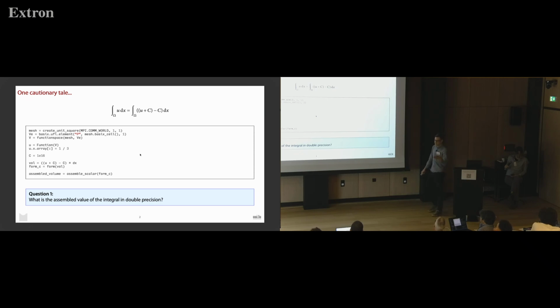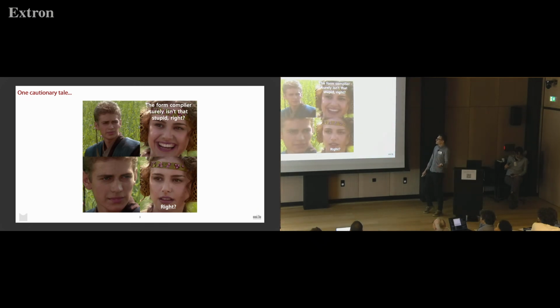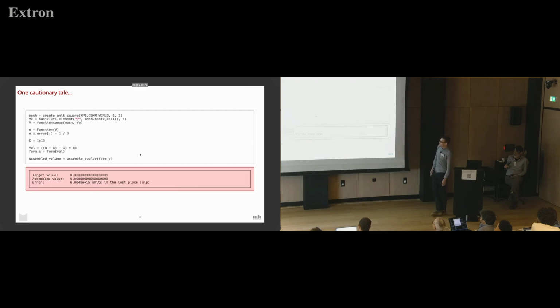Well, for those of you who know floating point, maybe you see where I'm getting, right? But maybe you're also thinking, the form compiler isn't that stupid, right? So we should run it. Indeed it is, and it will give us something which has a relative error of 10 to the 16. So the assembled volume of that function wouldn't be 1/3, but it would be 0.